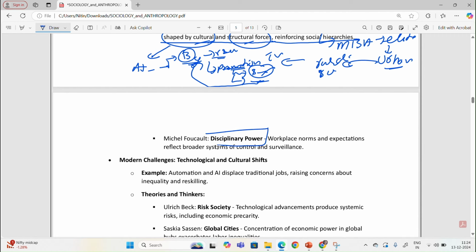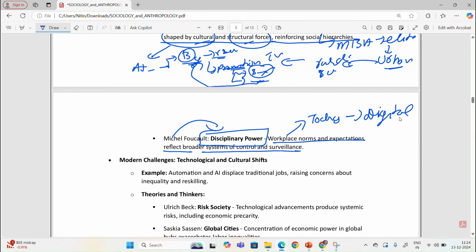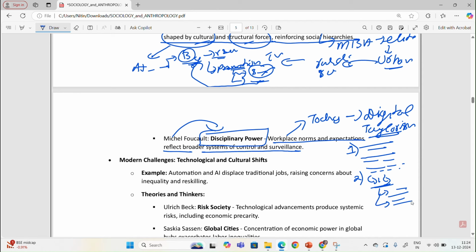Then there is disciplinary power given by Michel Foucault, which says that workplace norms and expectations reflect broader systems of control and surveillance. That today there is something known as digital Taylorism. That is, modern day tracking of workers. For example, when you log in, when you log out, how many meetings you had in one day, for what amount of time you were in Teams. Second, in case of say gig workers, what is their current location, how fast are they moving, how much time they will take. So continuous tracking and surveillance.